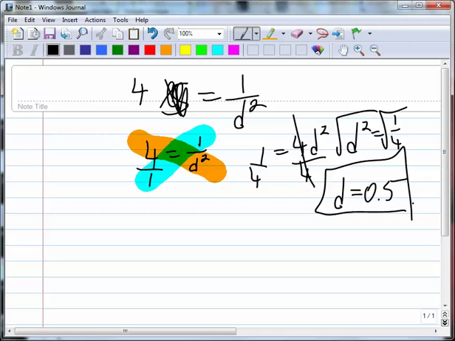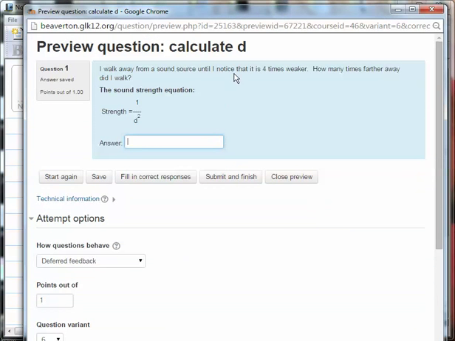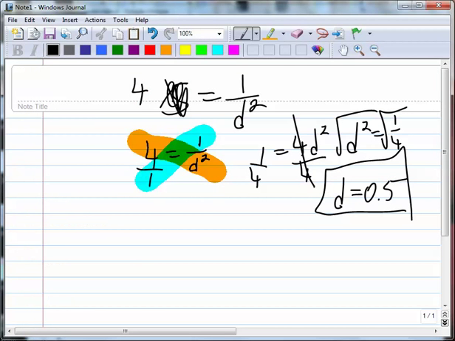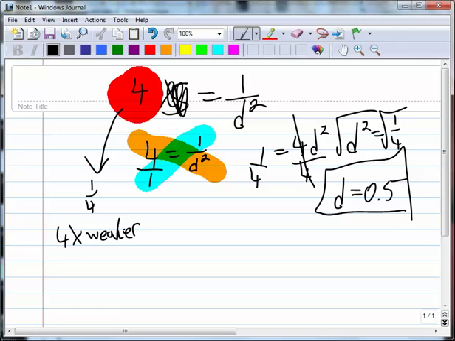So that's what you got if you did it this way, and here's why you got it wrong. You got it wrong because if we look at this, 4 times weaker, that does not mean that you should have put a 4 right here on this side. 4 times weaker means 1/4. So 4 times weaker is the same thing as saying 1/4 as strong. I hope that makes sense to you.